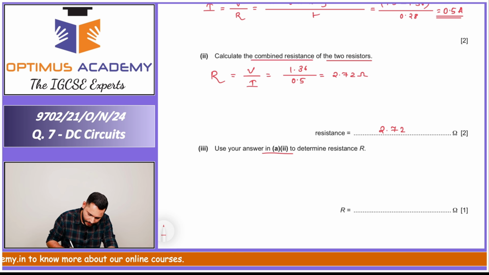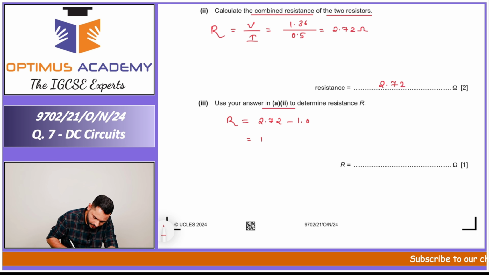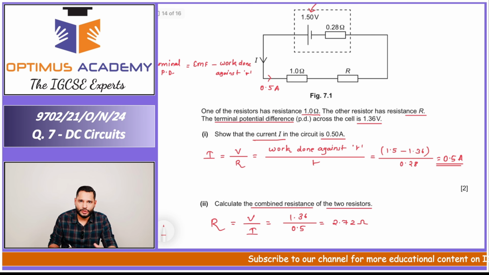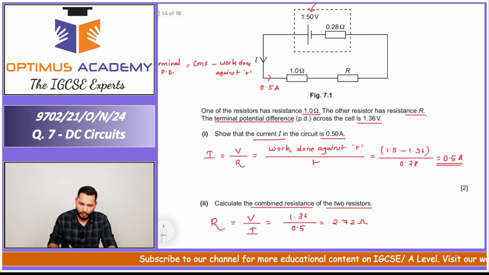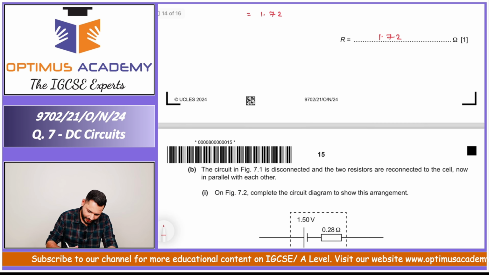Use your answer in A2 to determine the resistance R. So we know that R can be worked out as 2.72 minus 1.0. So it is 1.72 ohms. Resistors in series, so their values are added. 1 plus R is equal to 2.72. So R will be 2.72 minus 1, that is 1.72.